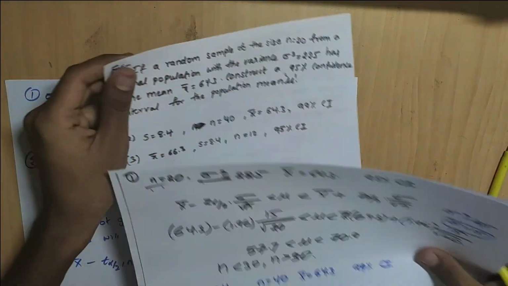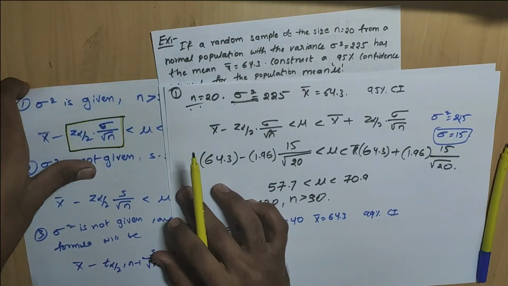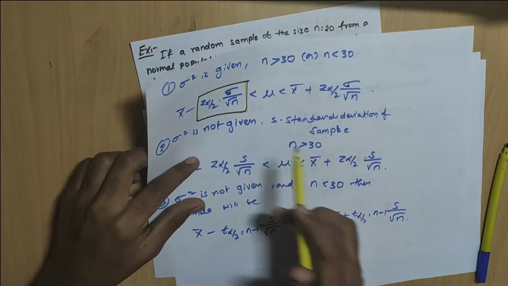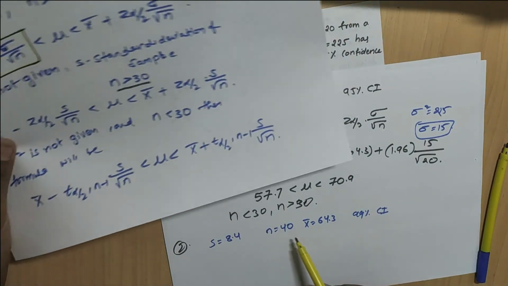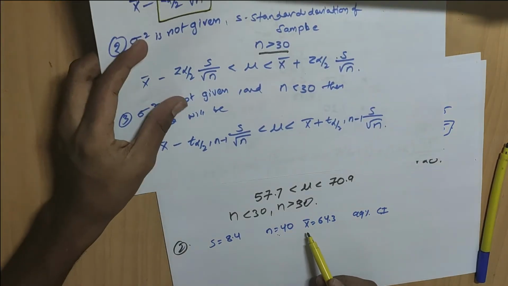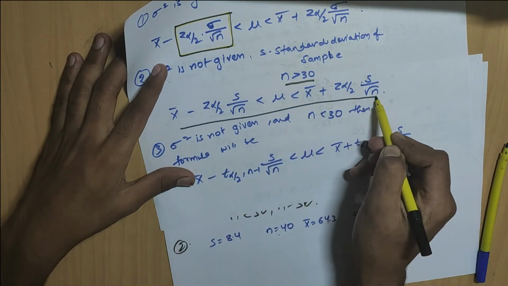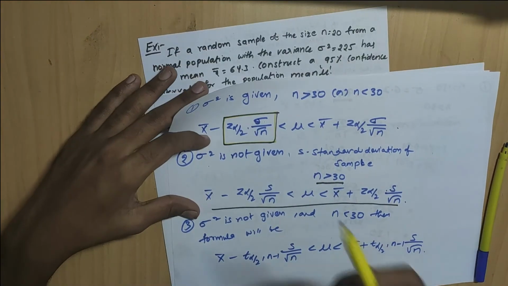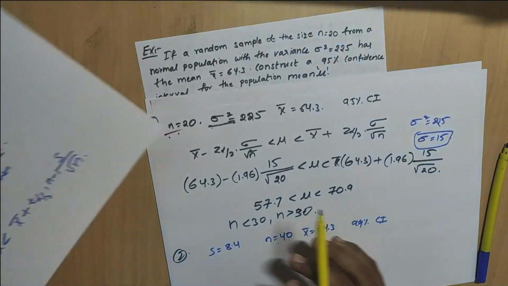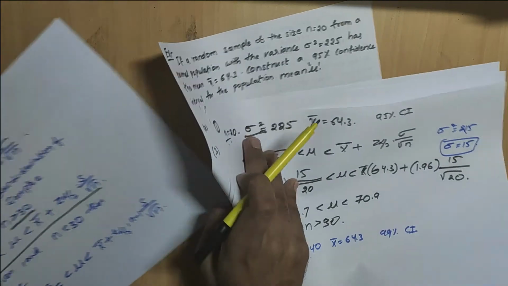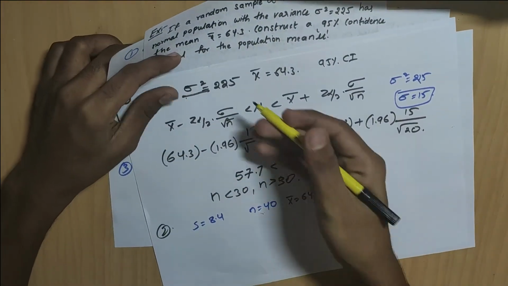Okay friends, I told you the formula for when sigma square is not given and n is greater than 30. Here n is 40, which means greater than 30, so we have to use this formula. It is very simple: in the place of sigma we use s. We just substitute the values here.